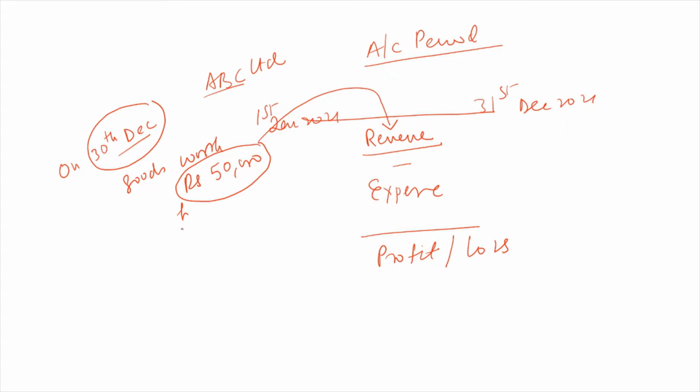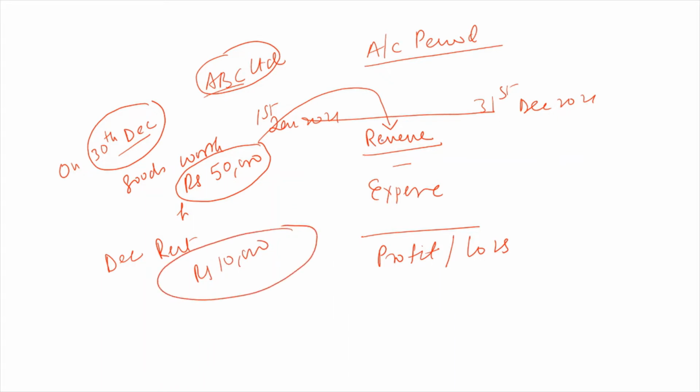Let's assume we are doing this business in rented premises, and the December rent, let's assume, is rupees 10,000. This rent was not paid by 31st December, but the business has utilized the services. Since the business has utilized the premises, the usage of these services has been accrued, even though the payment of the rent was not done, this will be counted as an expense for this period only.